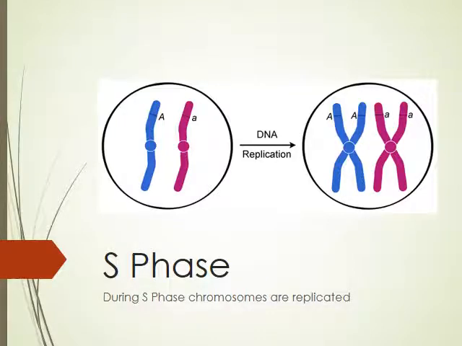It's followed by S phase, or synthesis phase. During S phase, the chromosomes all get replicated. They get copied. Here, how many chromosomes are in this cell? 2. So you can count chromosomes by counting the middle of them, the centromere. So there are 2 here. How many chromosomes are here?